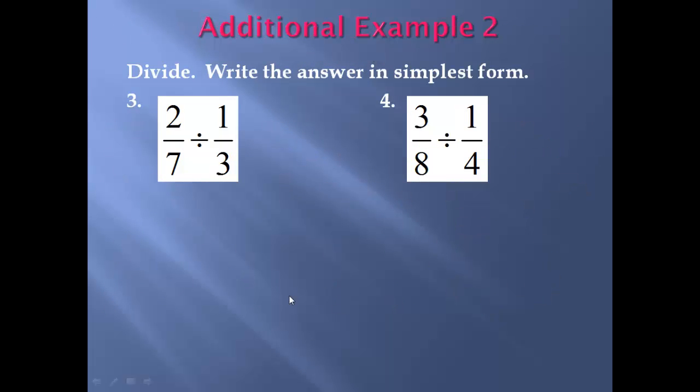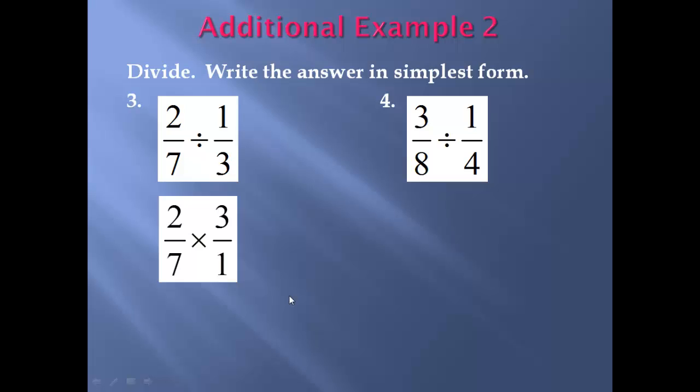Now we have a couple of additional examples. You can pause the video and try them on your own, or you may follow along. For these two examples, we're going to divide, and we'll write the answer in simplest form. So for number 3, we have 2/7 divided by 1/3. When we are dividing fractions, we're going to keep the first fraction the same, and then we're going to multiply by the reciprocal. So for this one, I have 2/7 times 3 over 1.